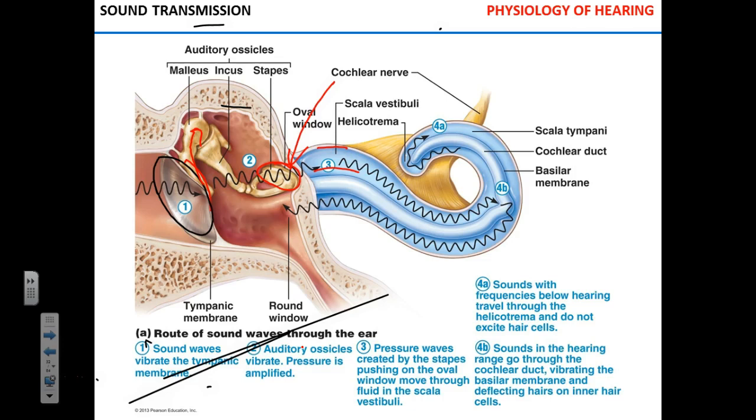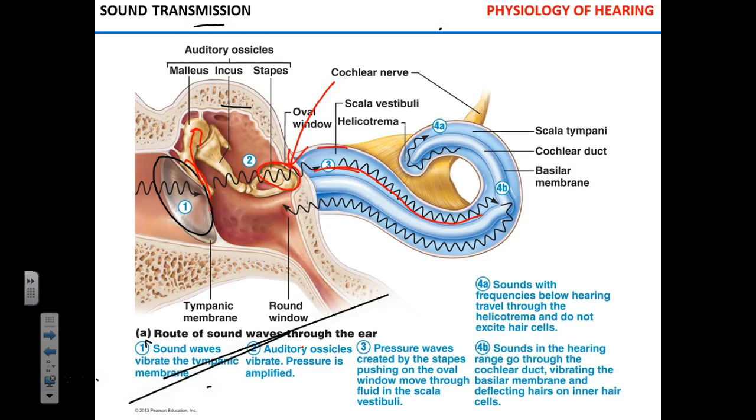And the fluid in scala vestibuli starts to vibrate as well. The vibrations on this picture are represented by this wavy arrow. Now, there are two options. One, vibrations are in the hearing range, between 20 and 20,000 hertz. Does that make sense? Another option, vibrations are still reaching the ear, but they are out of the hearing range. They are either infrasound or ultrasound.